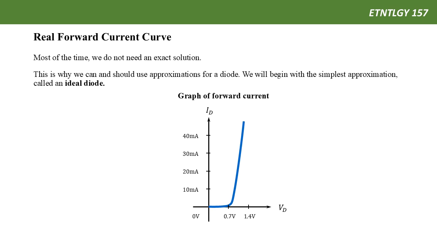When we need to find the voltage or current, especially when we need to calculate the number in theory, most of the time we don't need to get an exact answer. This is why we can and should use approximations for the diode, because its behavior is very complex. It's challenging to get an exact number. We'll begin with the simplest approximation, and it is called the ideal diode.